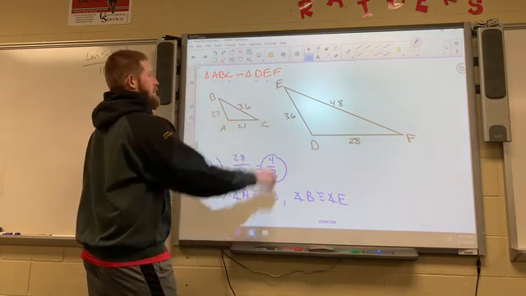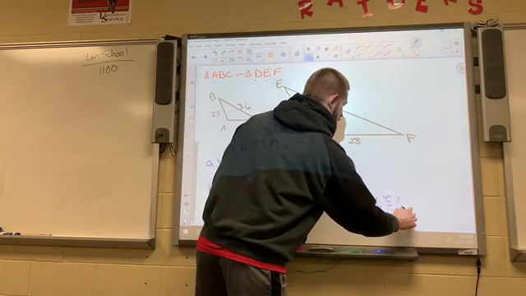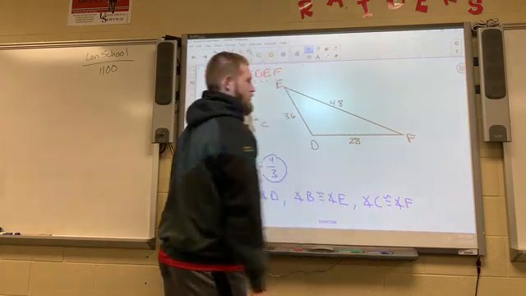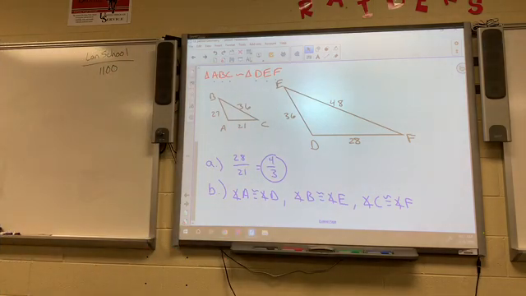Angle C is congruent to angle F. Okay, and we're done. Again, it might not have been difficult with the diagrams that I have drawn, but you are going to come across some diagrams that are a little bit more difficult to tell which ones go with which. So just go straight to the similarity statement and don't waste your time.